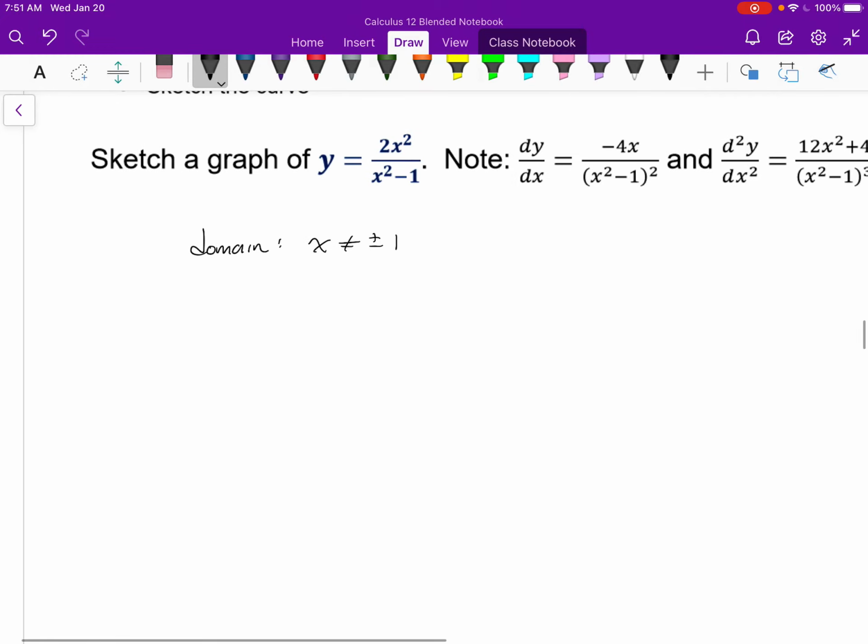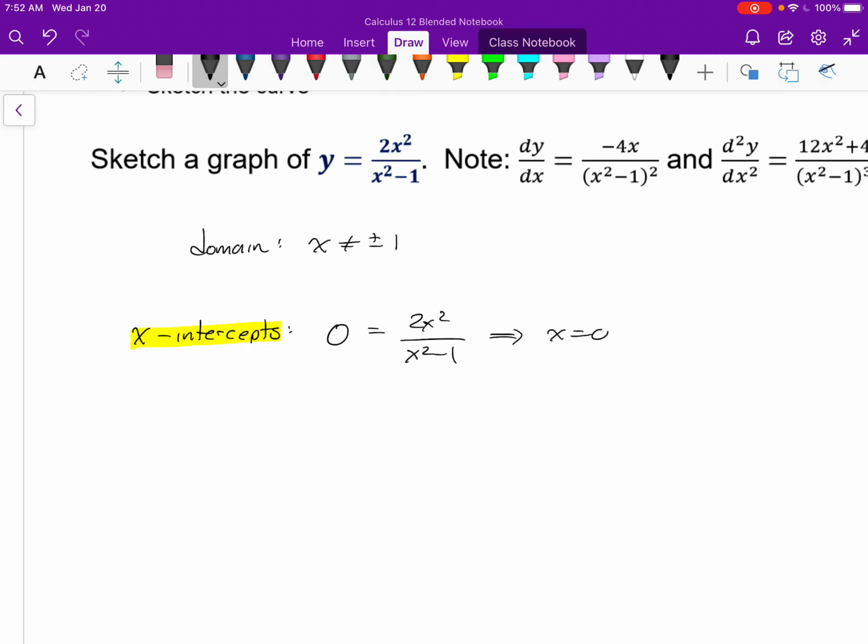Okay, next, I'm going to find the x and y intercepts. I don't need calculus for this. Find the x-intercepts. Make y equal 0. And so I get 0 equals 2x squared over x squared minus 1. And solve this algebraically. If you solve, you get x equals 0. One x-intercept. Now let's find the y-intercepts.